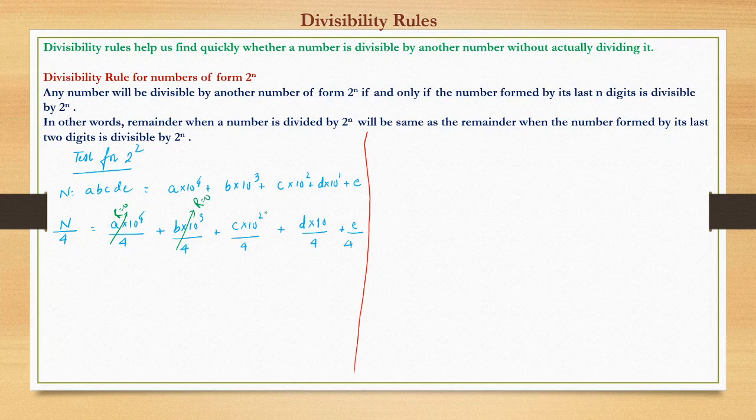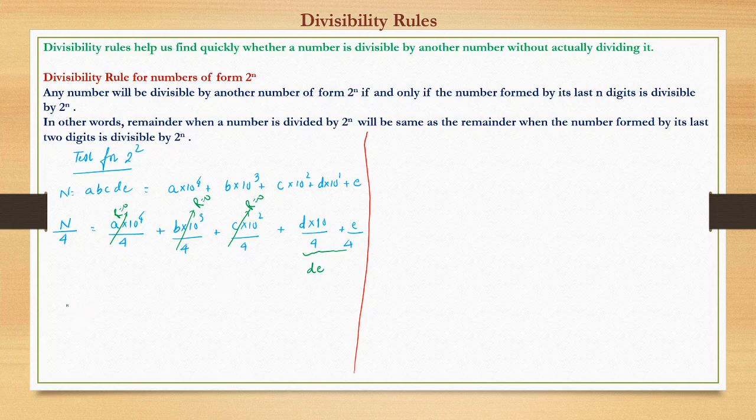The remainder would be 0. In this case it is c into 100, and 100 again is divisible by 4, so again the remainder would be 0. So we only have to check, if n has to be divisible by 4, these last two terms, which we can write as DE. If the last two digits are divisible by 4, then the number n will be divisible by 4.